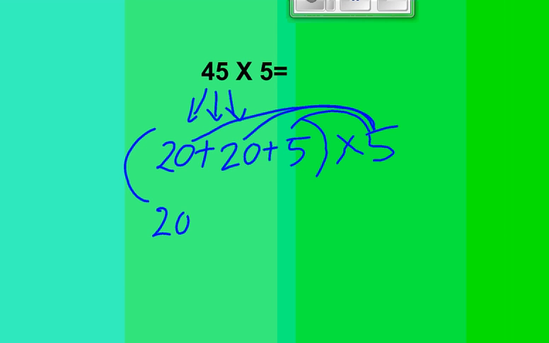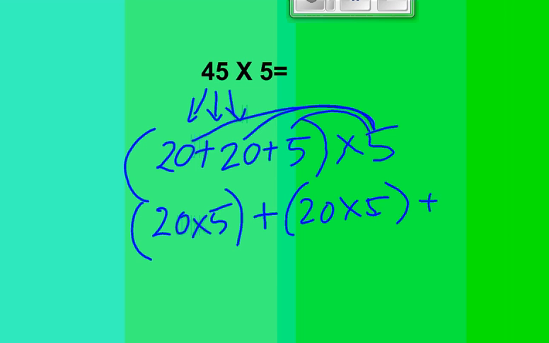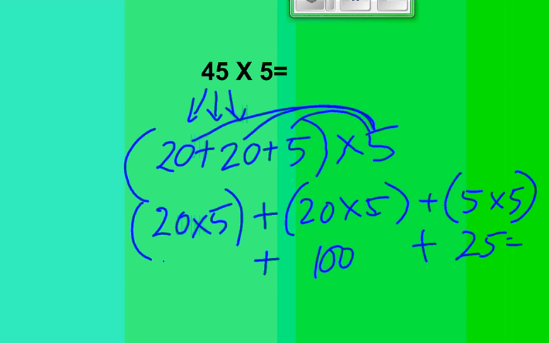So I have 20 times 5 plus 20 times 5 plus 5 times 5. I know that equals 25. 20 times 5, well, that's easy. That's 100. And 20 times 5 again is 100. And now I can add quickly. 100 plus 100 is 200. 200 plus 25 equals 225.